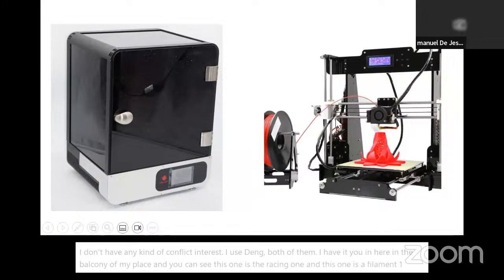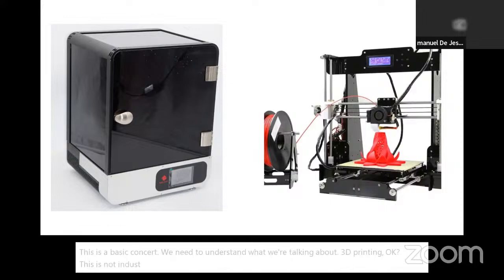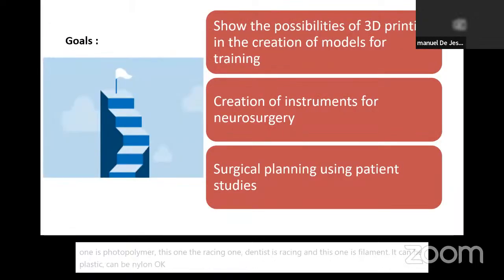This is a basic concept we need to understand while we are talking about 3D printing. Okay, this is not industrial 3D printing. This is like a desktop 3D printer, and we need to understand this. One is photopolymer, the resin one, dentistry resin, and this one is filament. It can be plastic, can be nylon, okay? Okay, so here are our goals.